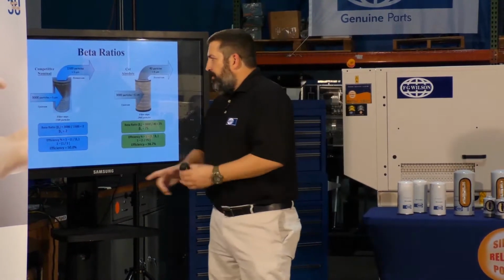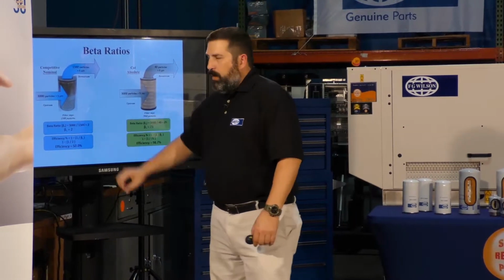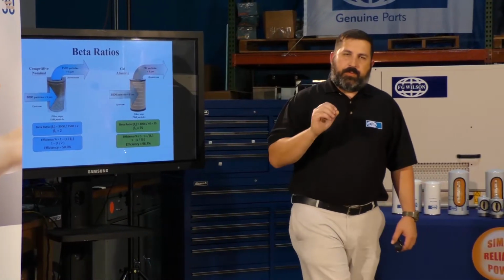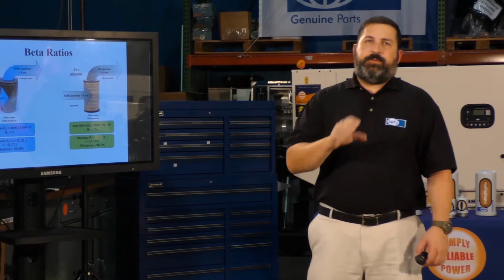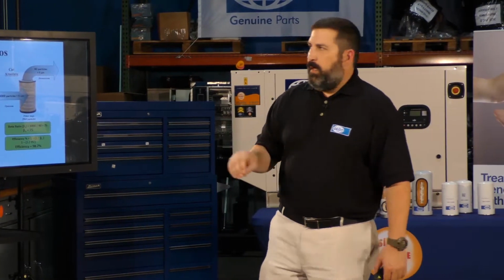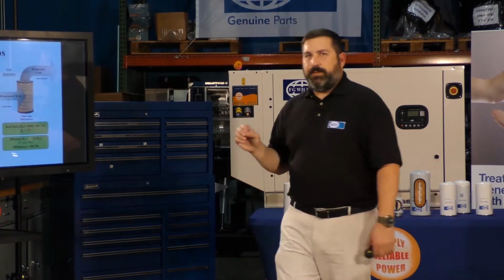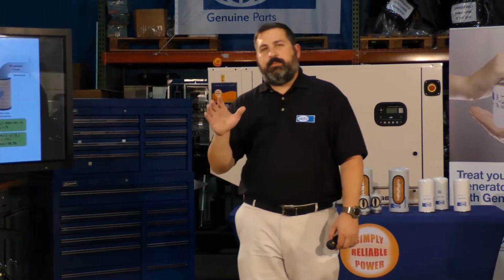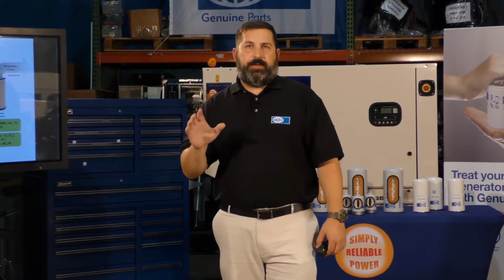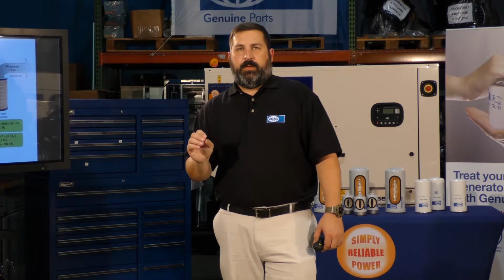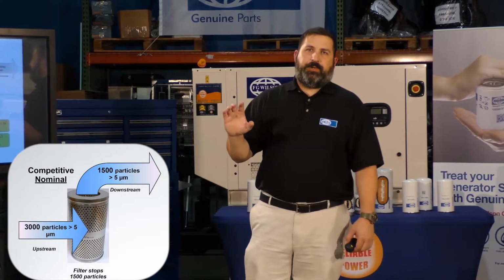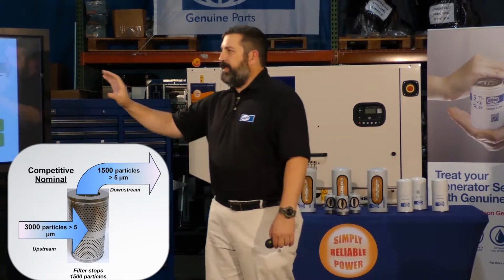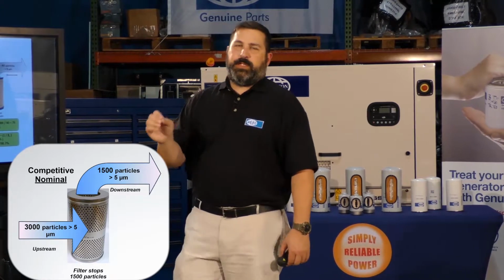So when you have a filter you're testing, 3,000 particles are introduced to that filter, 5 microns and larger. Now remember, as we talked earlier, 5 microns is a very small contaminant. 3,000 particles introduced, 1,500 particles come out on the clean side.